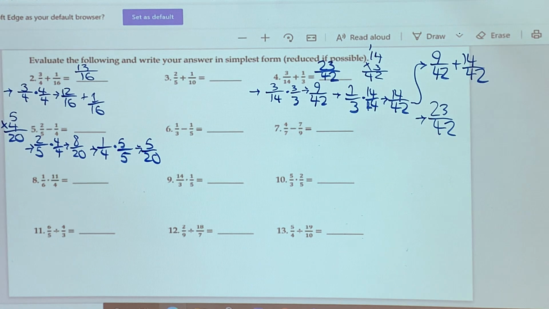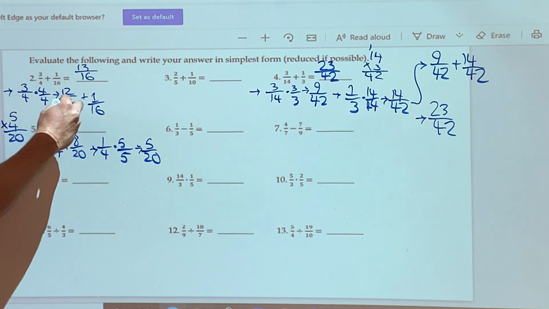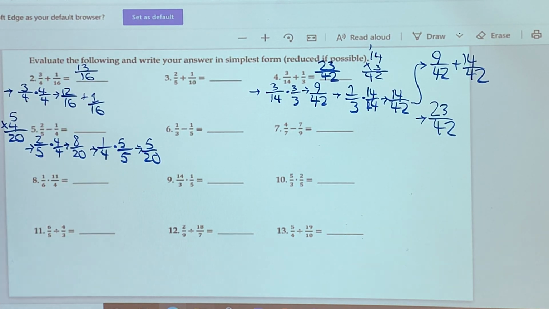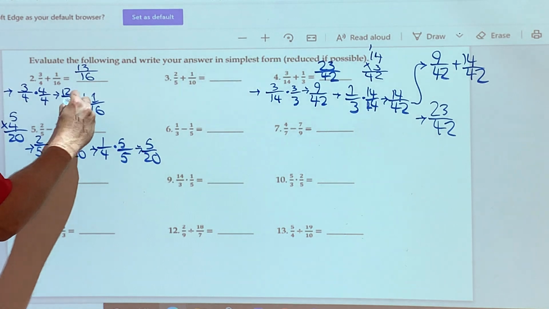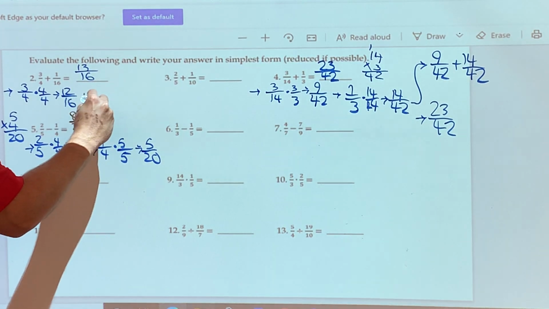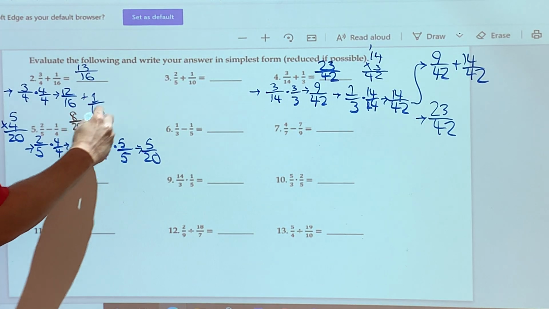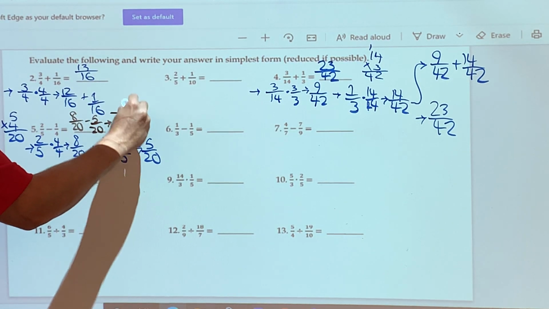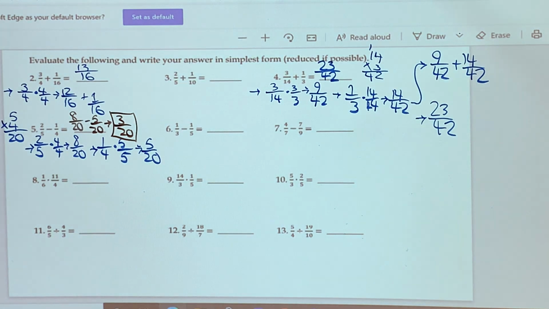Okay, now remember though, this time we're doing subtraction. We're doing subtraction, all right? So that means then you're going to do this. You're going to get now, and let's change the color just so you don't get lost. So now we've got 8 over 20 minus 5 over 20. Keep the denominators the same with 8 minus 5, 3. And so your final answer is 3 over 20.